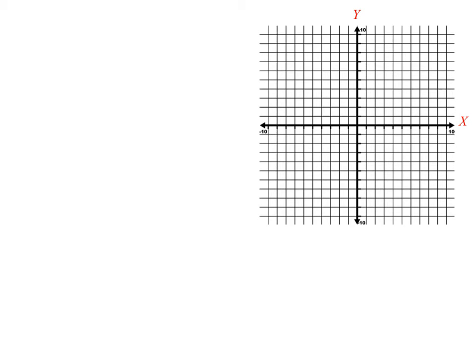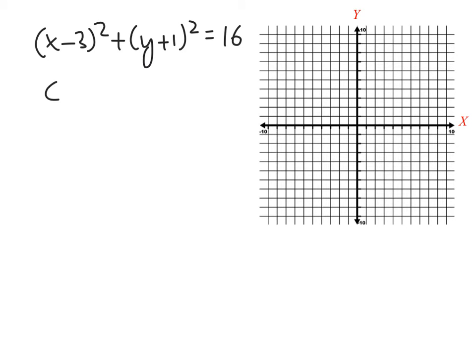So let's just say I have (x minus 3) squared plus (y plus 1) squared equals 16. That is a circle centered at +3, -1, and a radius of 4. And I'll show you what that looks like. So I'm going to go to +3, -1. Should have a center point, right?